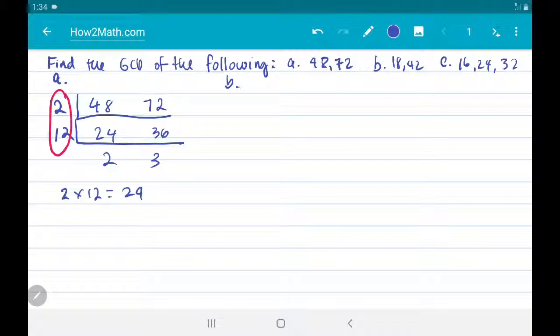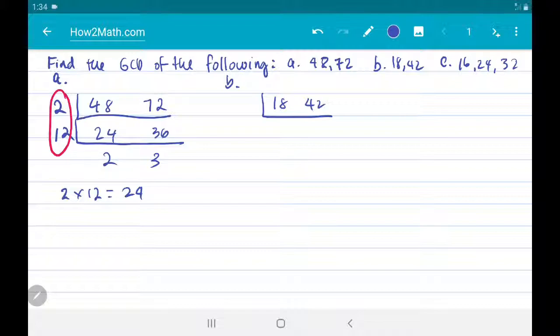Letter B, we have 18 and 42. So can you see the difference? If you've watched the series on LCM, can you see the difference? In LCM, the only numbers that we can use to divide the two numbers are prime numbers. But here, we can use any number as long as they are both divisible by that number.